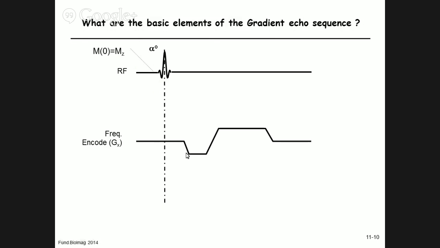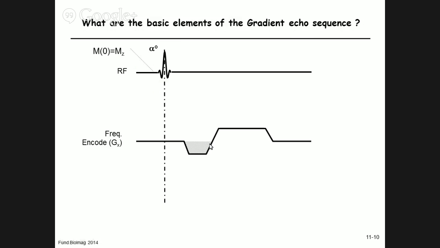And now we'll employ a gradient, say, along x. It doesn't really matter what it is. But what matters here is that this gradient is called the frequency encode gradient. Along x, it'll be first switched negative, then switched positive. So that we are familiar with.